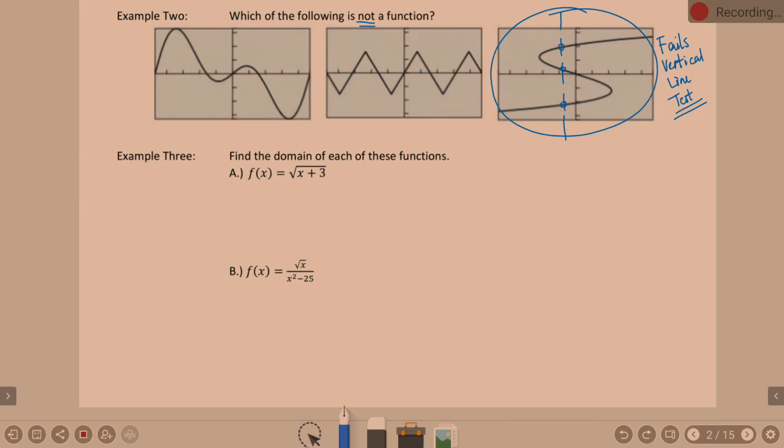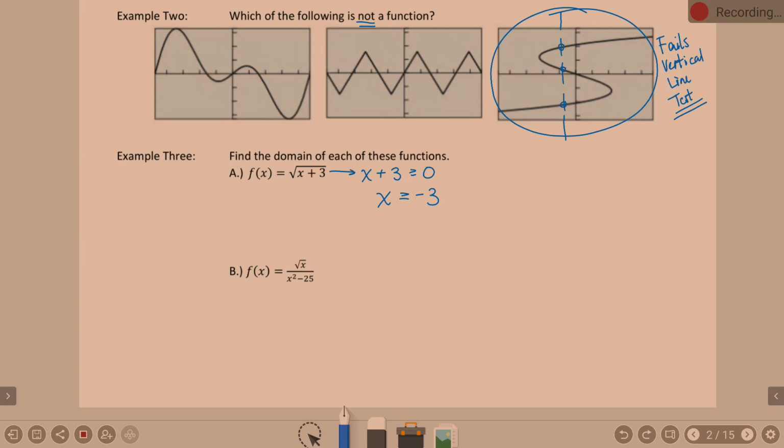Now, in this case, it's not just an x, but it's an x plus 3. So what I'm going to do is take whatever's under that square root, the full expression, and set it greater than or equal to 0. Now, basic solving. What do we know if we solve this for x? Subtract the 3 over, and we know that x must be greater than or equal to negative 3.